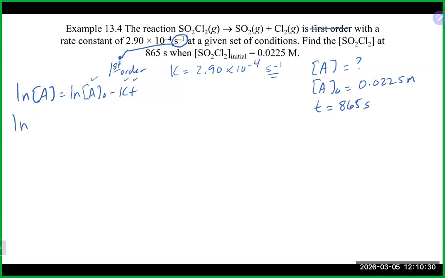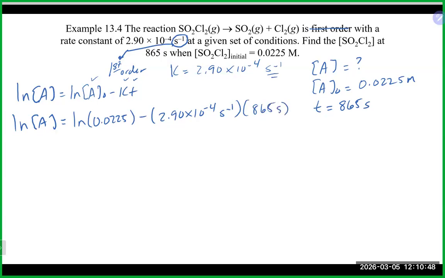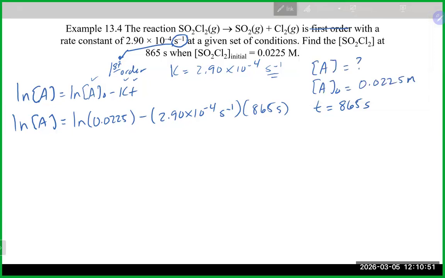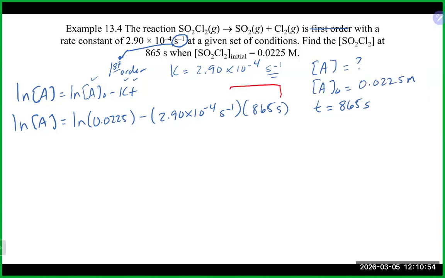Now we have the natural log of A is equal to the natural log of 0.0225 minus our k, 2.90 times 10 to the minus 4 reciprocal seconds, times our time, 865 seconds. This is what I was referencing earlier: you always want to make sure the unit of time in both of those are the same. They're both seconds in this case, so we're going to be good. But there definitely will be times where they are different time units, and you have to do that conversion. So keep that in mind as you go through it.